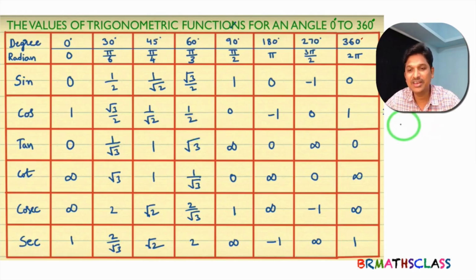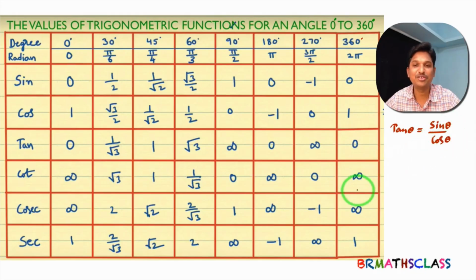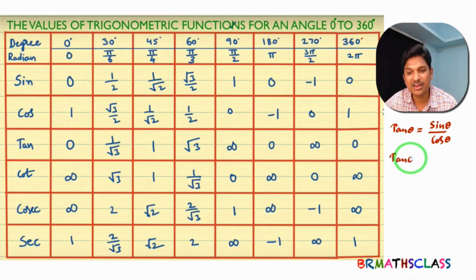Now we know that tan theta is nothing but sine theta by cos theta, correct? In reciprocal formulas we learned tan theta is nothing but sine theta by cos theta. From this we can write all the values of tan. For example, what is tan 0 degrees? Tan 0 degrees is sine 0 degrees by cos 0 degrees. You know the sine 0 degrees value and the cos 0 degrees value. Sine 0 degrees divided by cos 0 degrees is 0 by 1. What is 0 by 1? 0 by 1 is 0. You see here 0 is there now. I hope you are understanding.